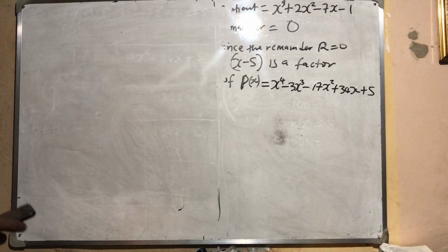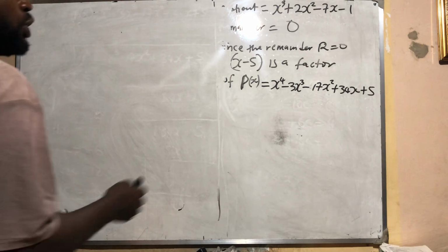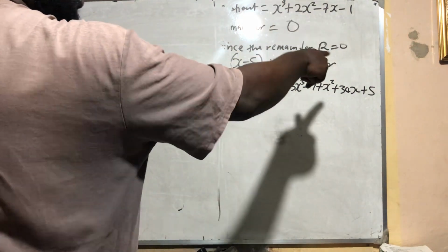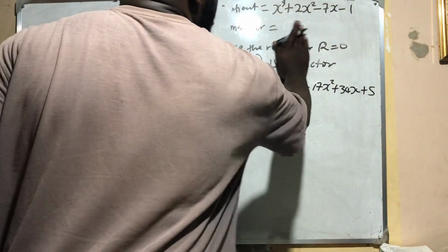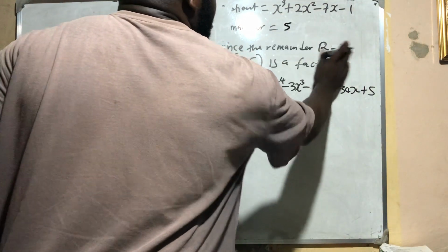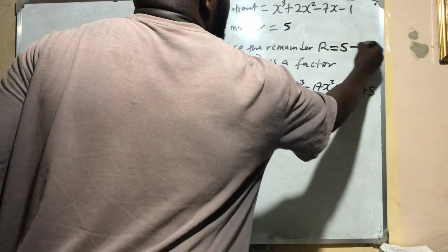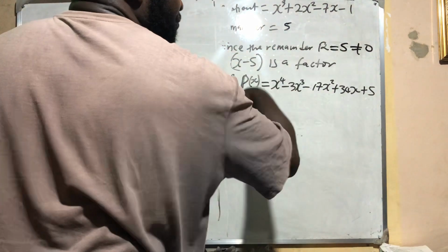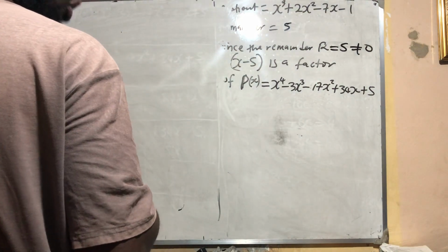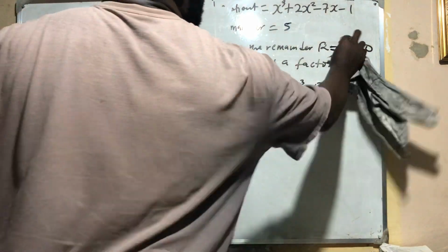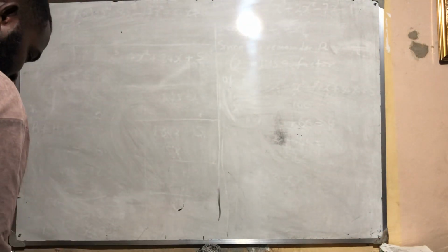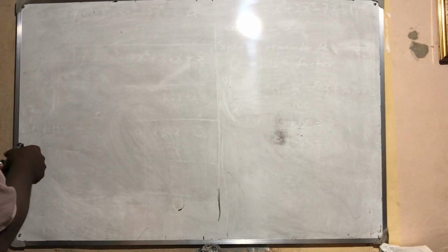But if it is not 0, you can still conclude. Maybe we got 5 or anything. We'll tell them, since the remainder is equal to 5, which is not equal to 0, we will conclude that this is not a factor of this, because we did not get 0. So that is how to do it. If you did not get 0, you tell them that it is not a factor. But if you get 0, you tell them that it is a factor.